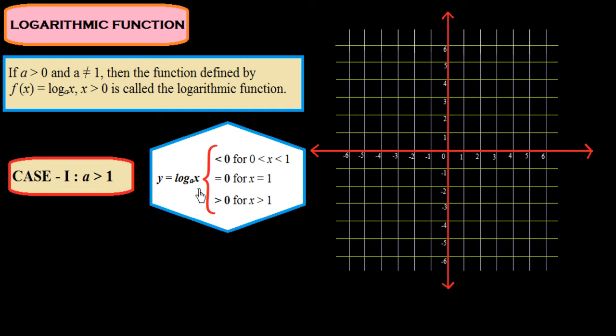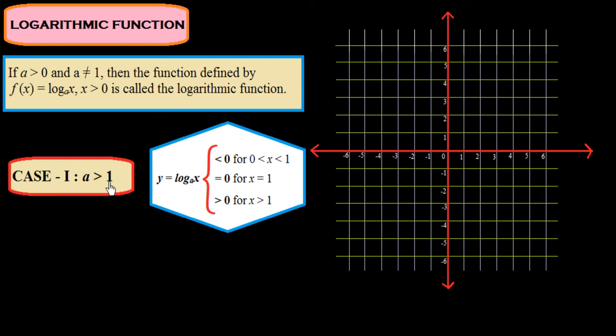If x is between 0 and 1, 0 is smaller than x is smaller than 1, then y is smaller than 0, that is, log x base a is smaller than 0. If x is equal to 1, then log x base a is equal to 0, and if x is greater than 1, then log x base a is greater than 0. So now I would like to explain this condition here.